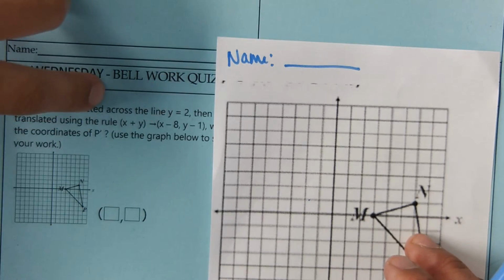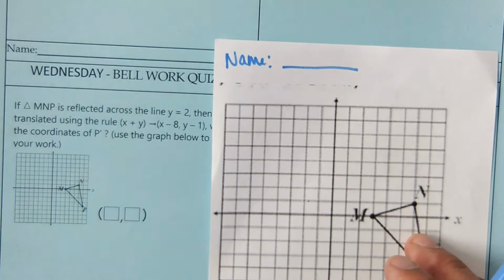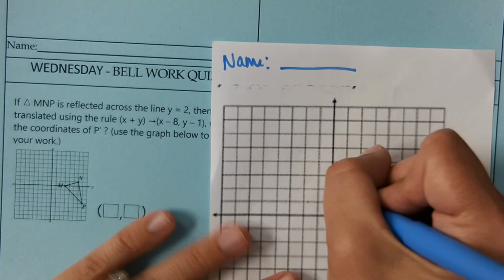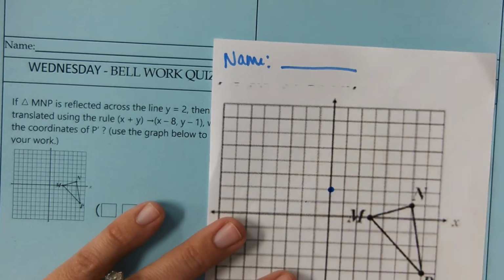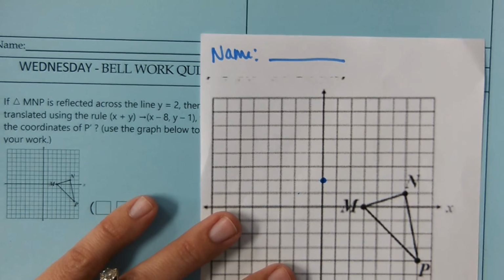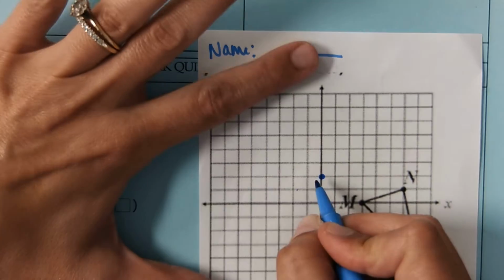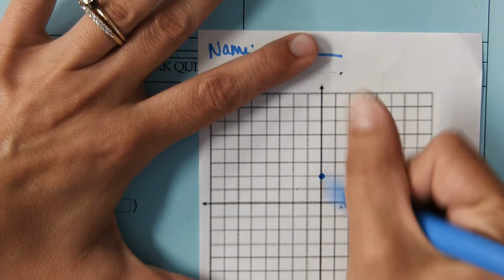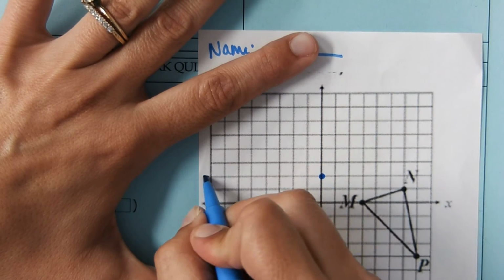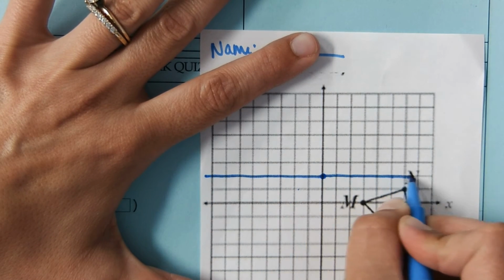So first thing we need to do is reflect across this line, so we have to identify what that line is. y equals 2. 2 on the y-axis is right here, and then you're just going to draw a line at that point. It wouldn't make sense to draw a vertical line because that's just the axis. So we're drawing it like this.